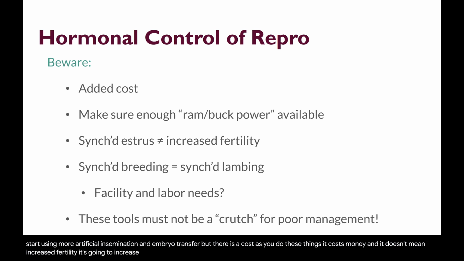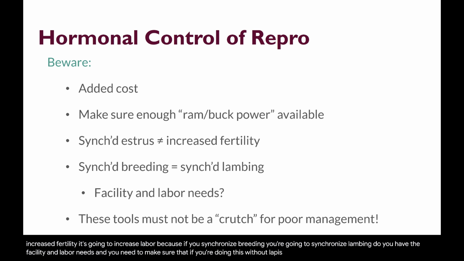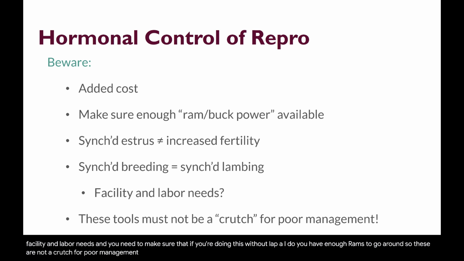It's going to increase labor, because if you synchronize breeding, you're going to synchronize lambing. Do you have the facility and labor needs? And if you're doing this without laparoscopic AI, do you have enough rams to go around? So these are not a crutch for poor management, but they're meant to enhance good management.